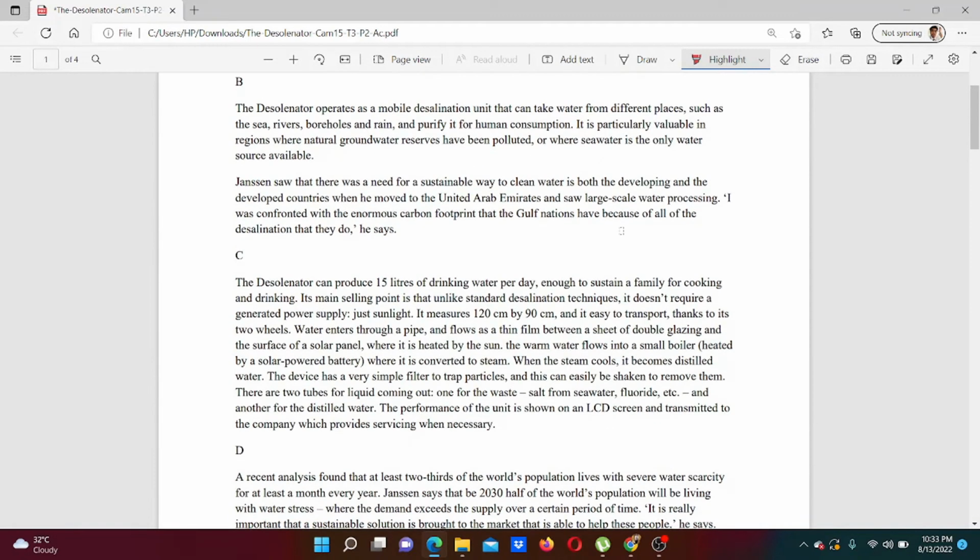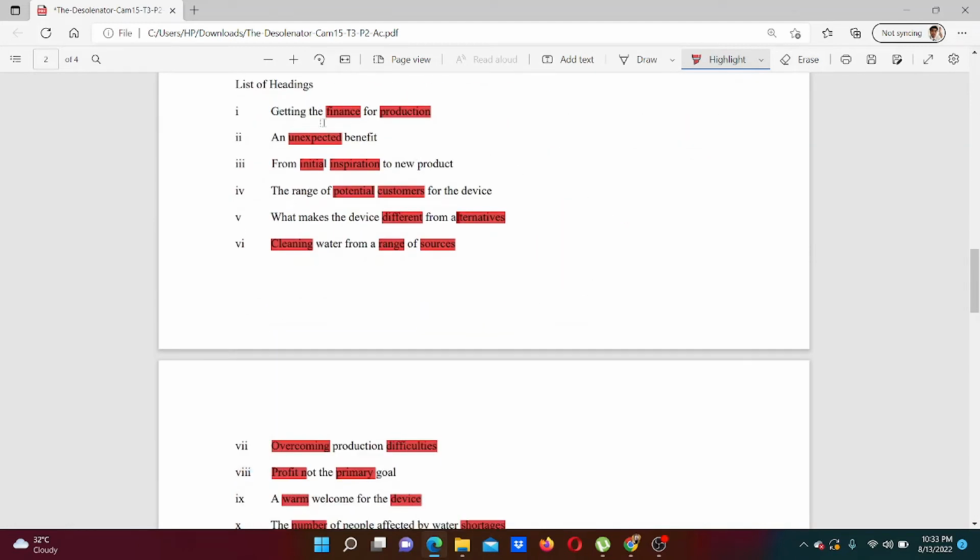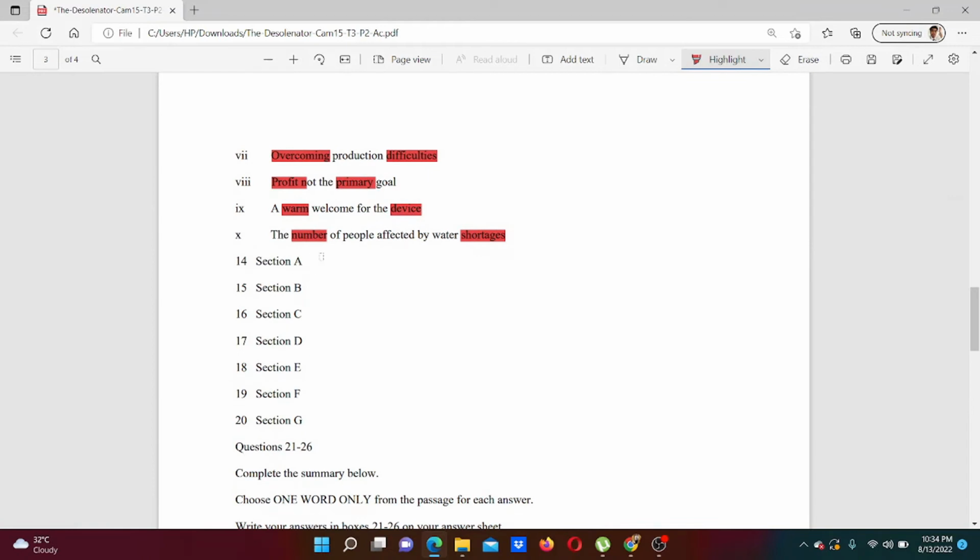So basically, he got inspired from some other system. We have also seen something like that in our headings. Getting the finance, no, it will not be an unexpected benefit. Okay, no. From initial inspiration to a new product. Okay guys, I think we got our answer here. From initial inspiration to a new product. So he got inspiration from the solar system on the rooftop, and then he produced a totally new product to purify water. So section A, that means passage A, will be number 3, list of headings 3.